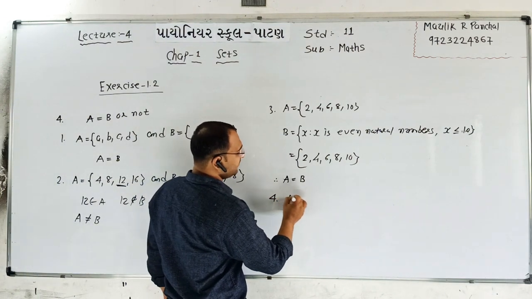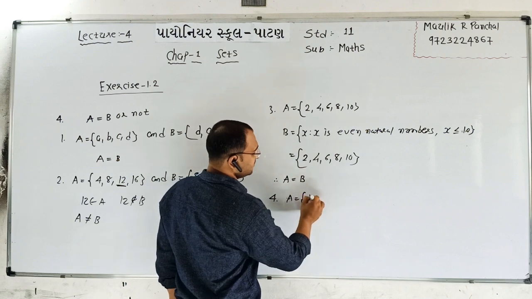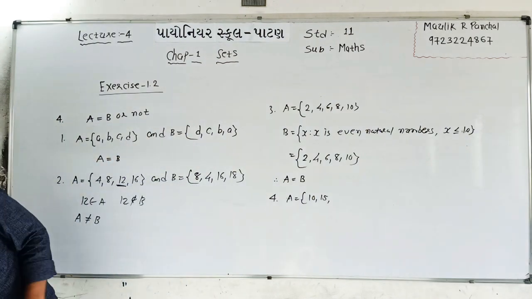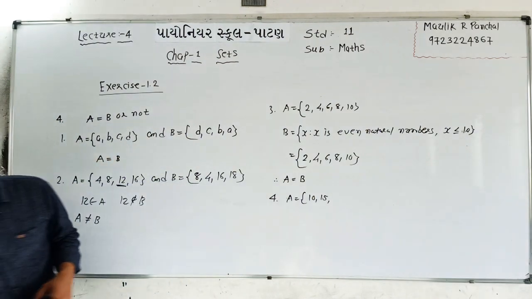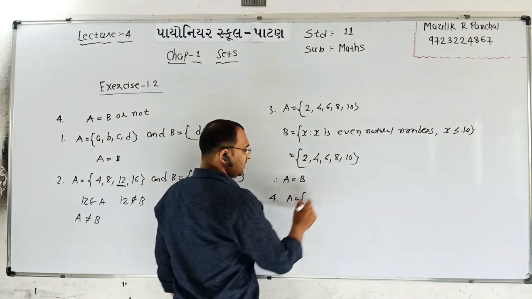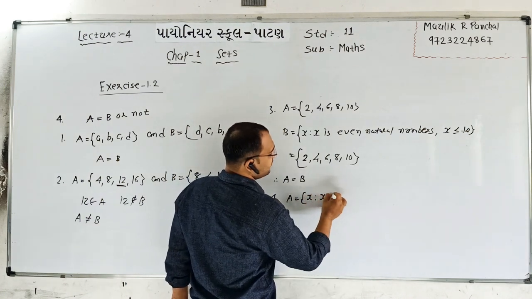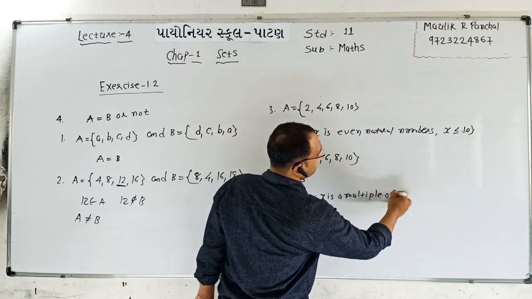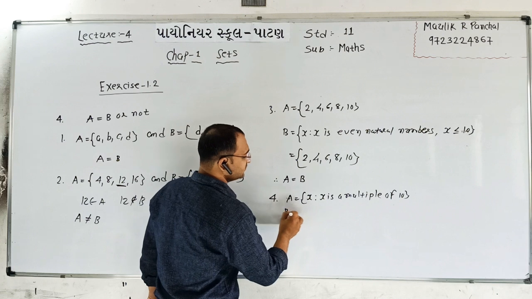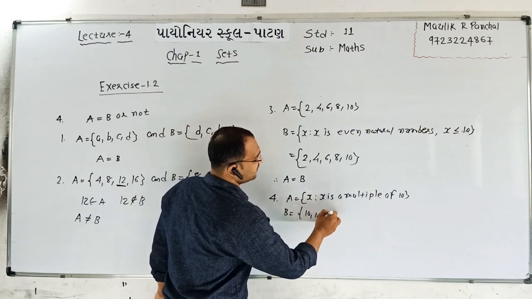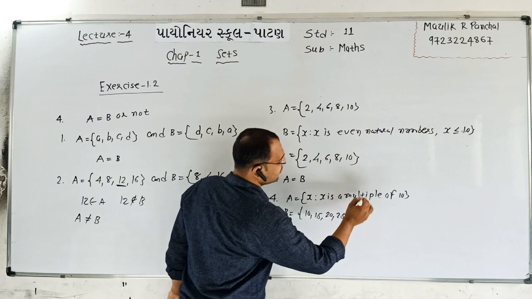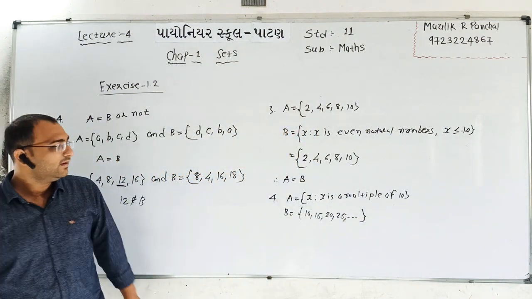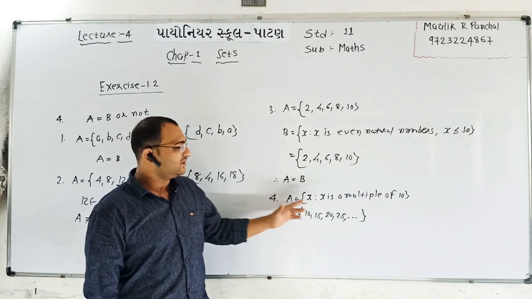Fourth, A equal to {x such that x is a multiple of 10} and B equal to {10, 15, 20, 25 up to infinity}. The fourth question is in set builder form.